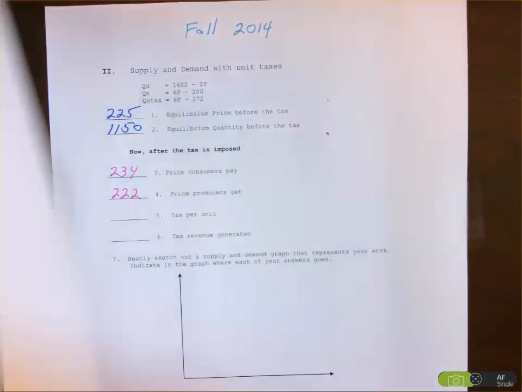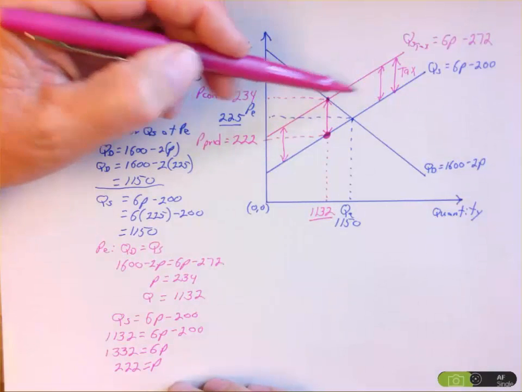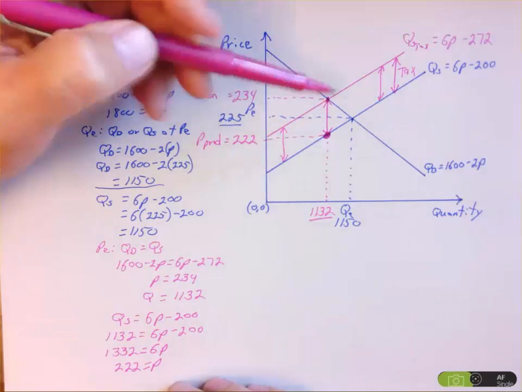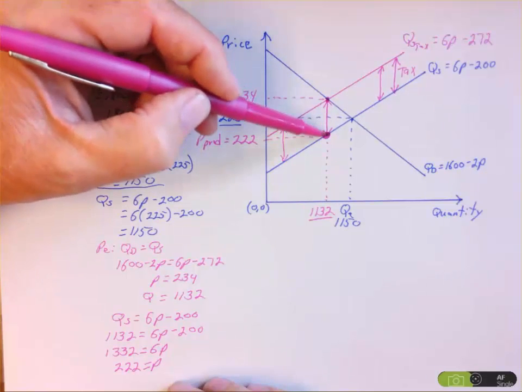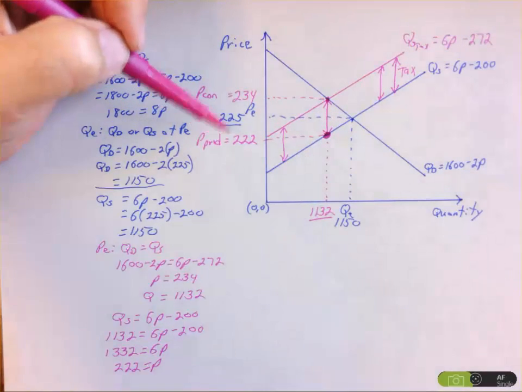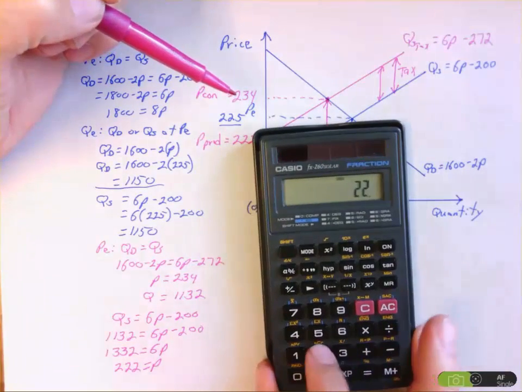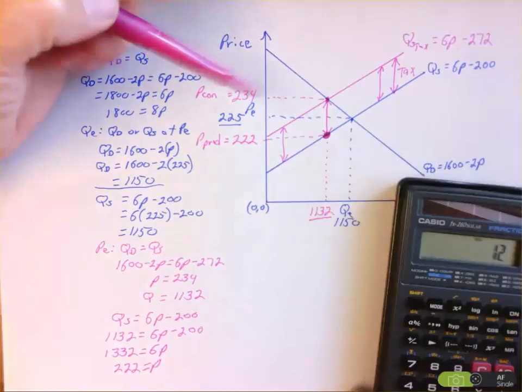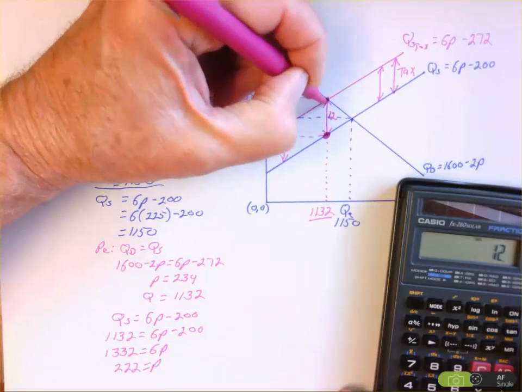Now the tax per unit is, of course, this vertical distance right here, but noticing that that vertical distance is the same everywhere, it's really easy to figure out what the vertical distance is right here. It's just the difference between 234 and 222. So 234 minus 222 gives me the unit tax of $12. So this distance right here is $12.